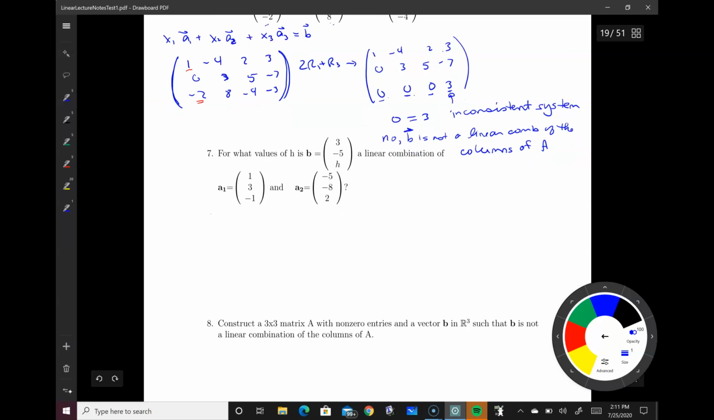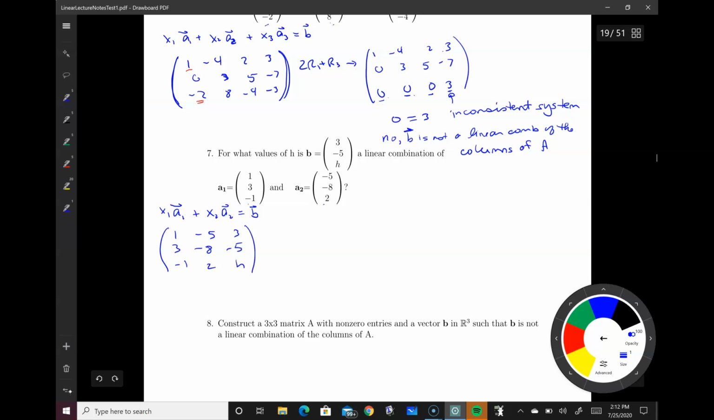All right, let's move to this next one. Is this vector B a linear combination of these two vectors? Make sure you're always thinking context. Really what that is saying is, is there a number x1 that I would be able to put in front of A1, and a number x2 that I could put in front of the vector A2 that would get me to the vector B? So there's two variables, two numbers, that I would be trying to find. Okay, let's put together our augmented matrix. I'd have 1, -5, 3, 3, -8, -5, -1, 2, and h.